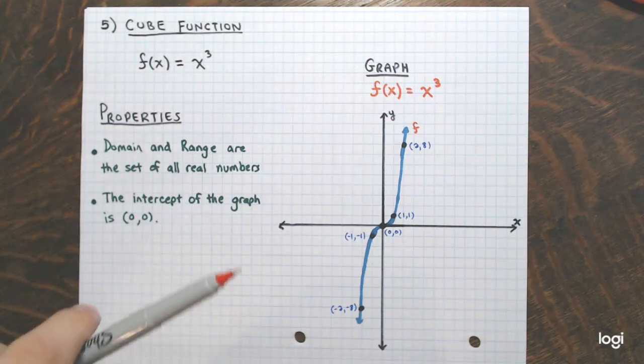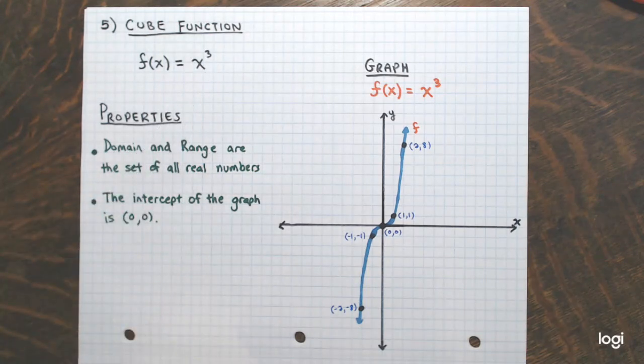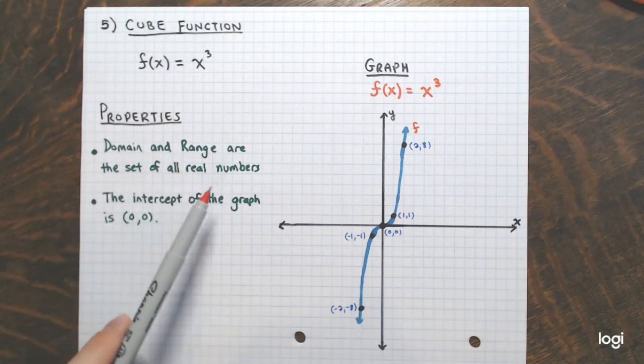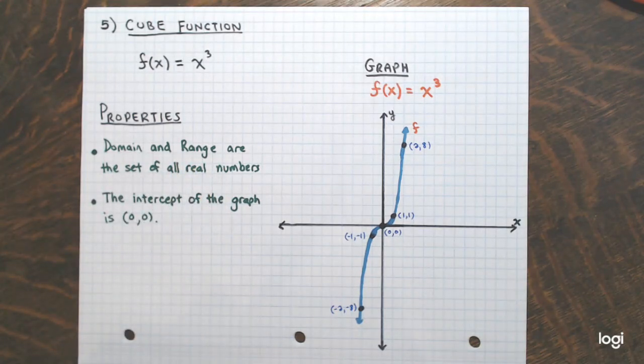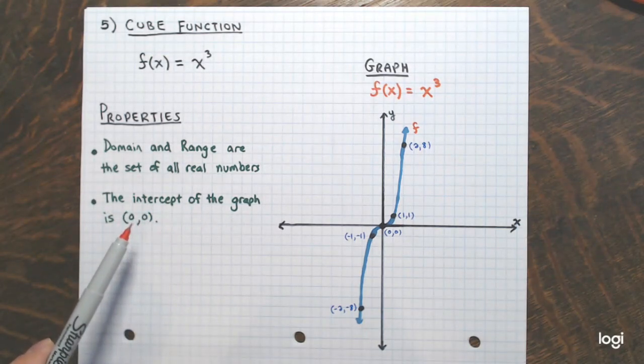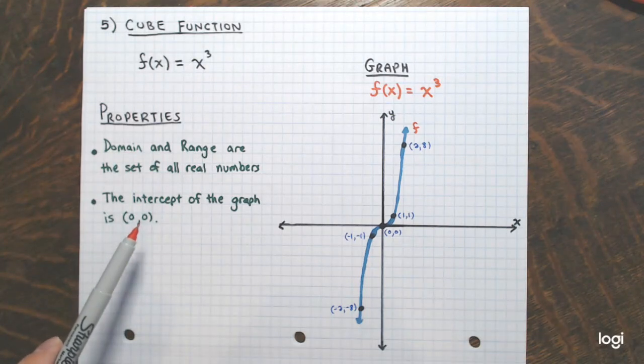But then you get into the negatives. Negative 1 cubed is negative 1 times negative 1 times negative 1, which would end up being negative 1, a negative number. Negative 2 cubed would end up being negative 8. So you can end up with negative outputs, positive outputs, or 0 as an output. So the domain is all real numbers, and the range is also all real numbers. And the intercept of the graph, the only point that is on any of the axes, is the origin. Again, 0 cubed is 0, so 0 comma 0, the origin.